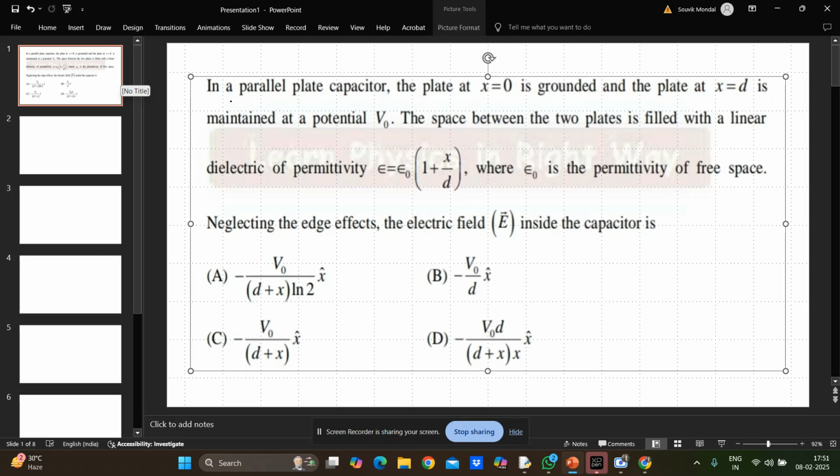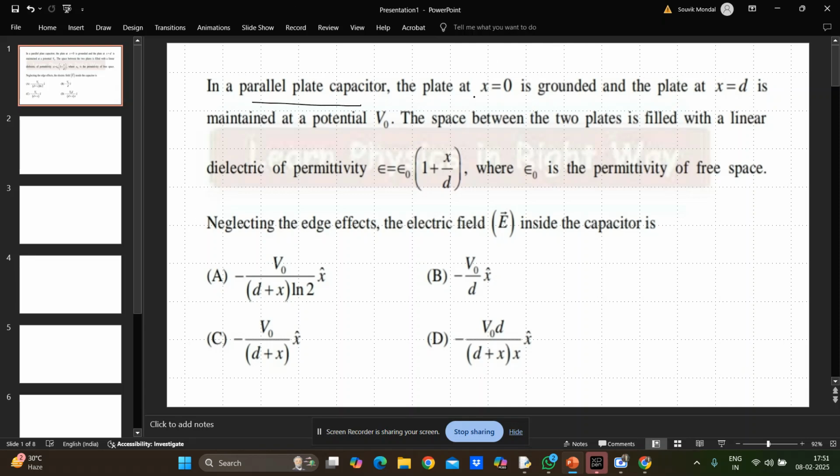Okay, so they mention a parallel plate capacitor with the plane at x equal to 0 grounded, and the plate at x equal to d maintained at potential V naught. The space between the two plates is filled with a linear dielectric with some permittivity, which has x-dependent, spatial dependence. Okay, so this is important. Here epsilon naught is the permittivity of free space, and we neglect the edge effects.